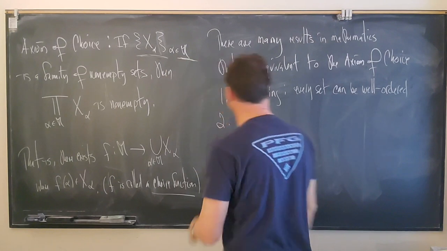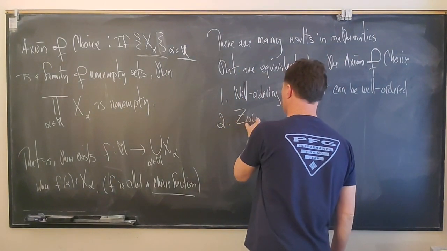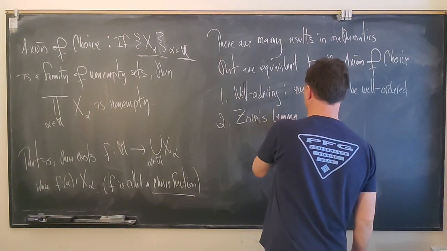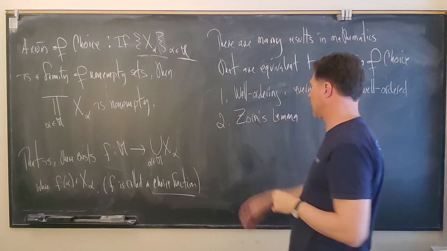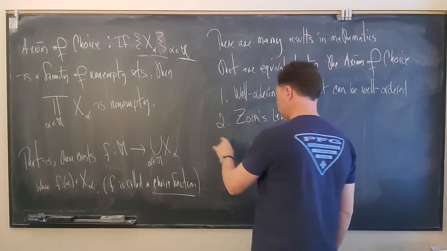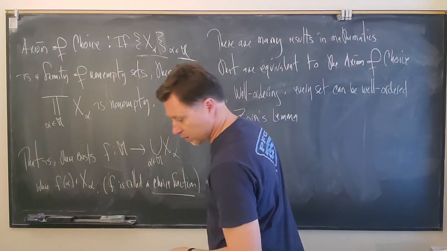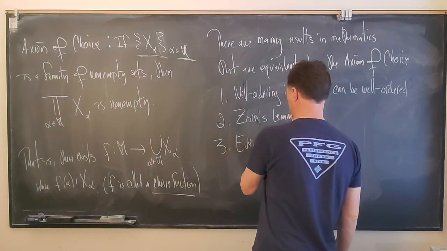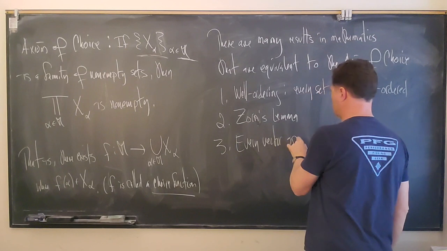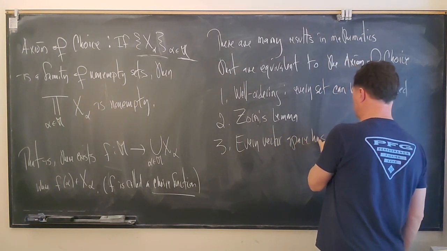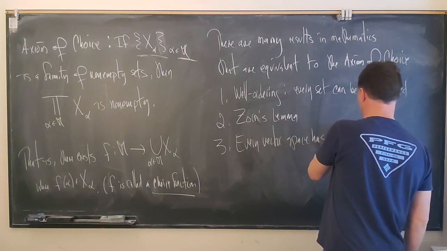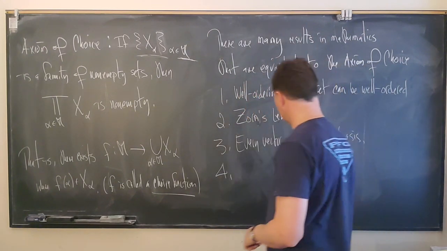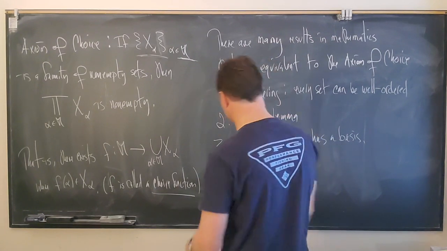Another one is called Zorn's lemma. We're going to talk about that a little later. You've probably at least heard the word Zorn's lemma. We're actually going to study this a bit. Another one, what else is there? Every vector space has a basis. So there's one for linear algebra. There's one for topology. It's called Tikhonov's theorem.